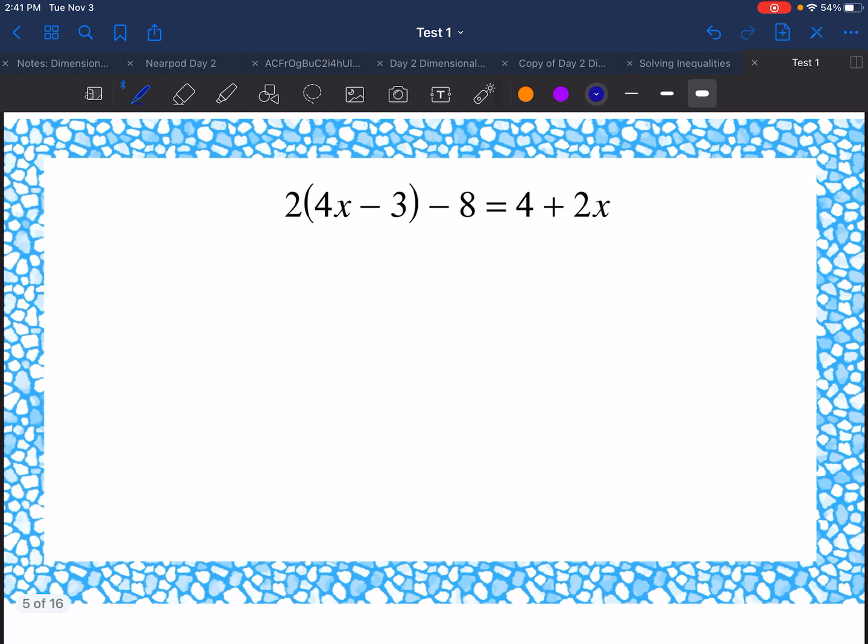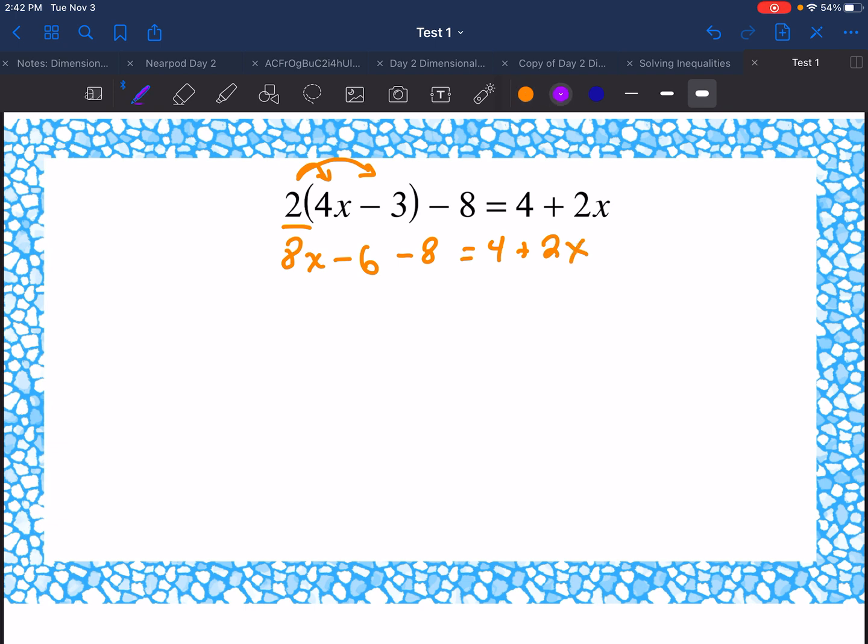Okay, so this is just a regular equation that we're going to solve. I see a number outside of the parentheses. What do I want to do? I want to distribute. Distributing is really what mathematical operation? Multiplication. So I'm going to do 2 times 4x. 2 times 4 is 8. Bring down x. 2 times negative 3, I get negative 6. I'm going to bring down that negative 8 equals 4 plus 2x.